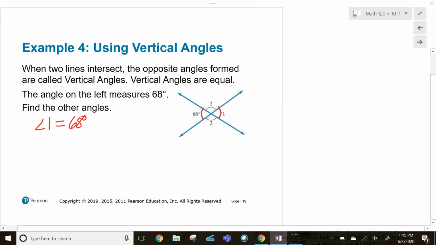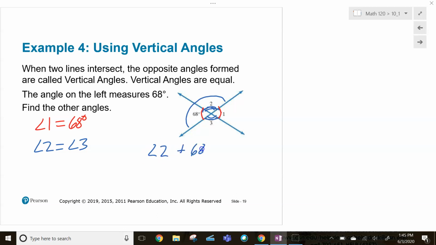And then this one on top, angle 2, which I did in blue, and angle 3 are the same. Now, how are we going to find those angles? Well, if you look at this, can you see how these two are on a straight angle? So angle 2 plus that 68 degrees are on a straight angle, so they add up to 180 degrees.